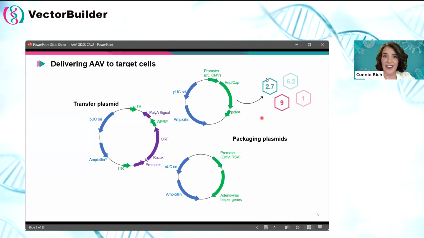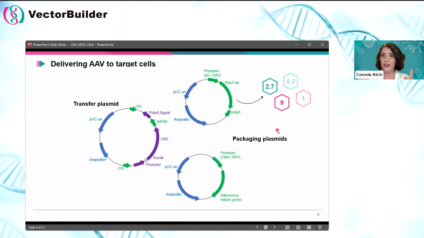So once we, forgot to mention this, we have our rep-cap genes from our AAV genome, and we can select which rep-cap genes we are using. Particularly, those cap genes can encode for these different capsids depending on what we are targeting. So if we want to target, say, the inner ear, then we can choose AAV 2.7 or AAV 6.2. And if we're wanting to target the skeletal muscle, we can choose AAV 9 or AAV 1.